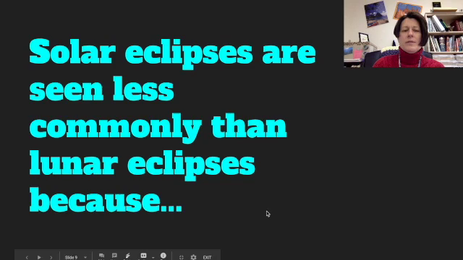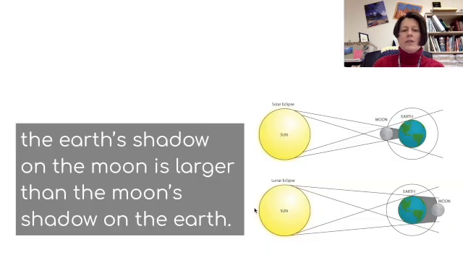Now, solar eclipses are seen less commonly than lunar eclipses because the Earth's shadow on the moon is larger than the moon's shadow on the Earth. And we can see that again here, just so much more common because of the way these shadows are.